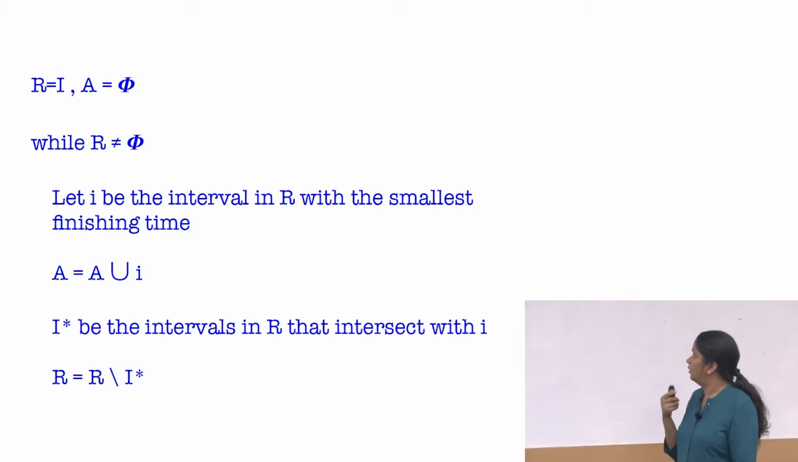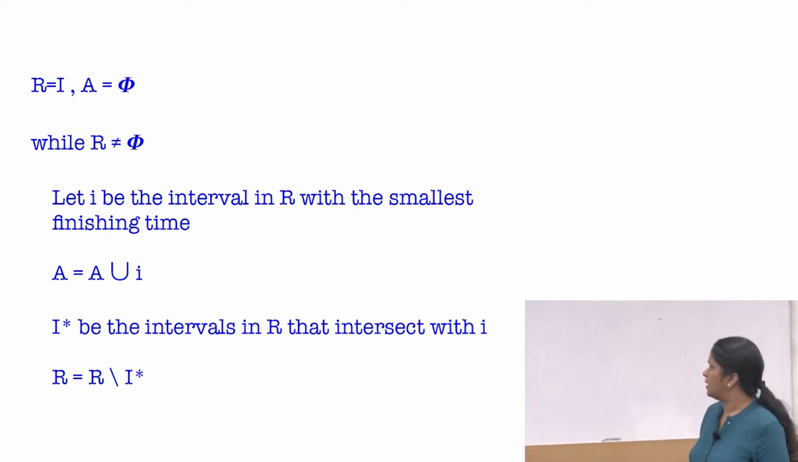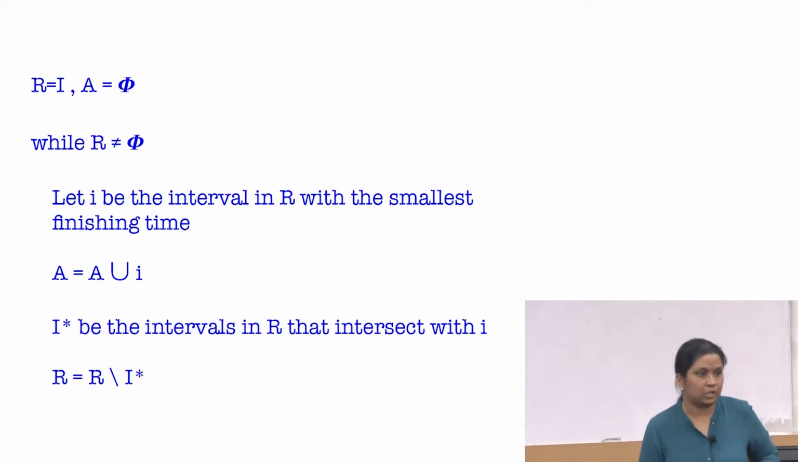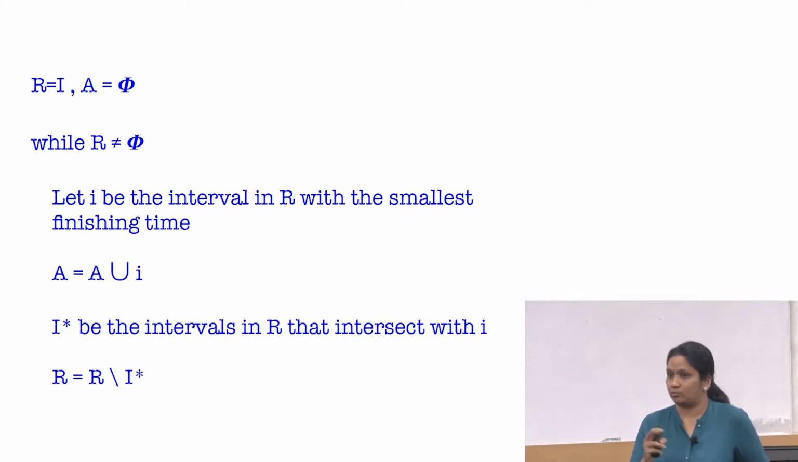So before going to the proof of correctness, what will be the running time of this algorithm? You want to find the minimum of something. Minimum can be found in order of n time. And also for a given interval, you want to select the other intervals that intersect with the chosen interval. How much time will it take? Okay, brute force, you are comparing everything with n square.